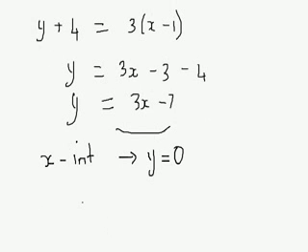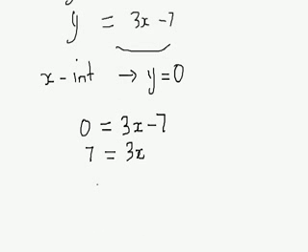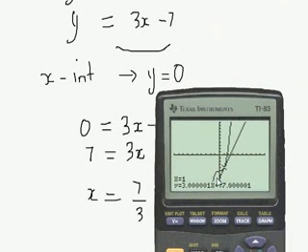What we've got is 0 equals 3x minus 7. So 7 equals 3x. So just from here, x is equal to 7 on 3. Okay, so from there we should be able to see that, bringing that back in, it's that point there, 7 on 3, at which it intersects the x-axis.